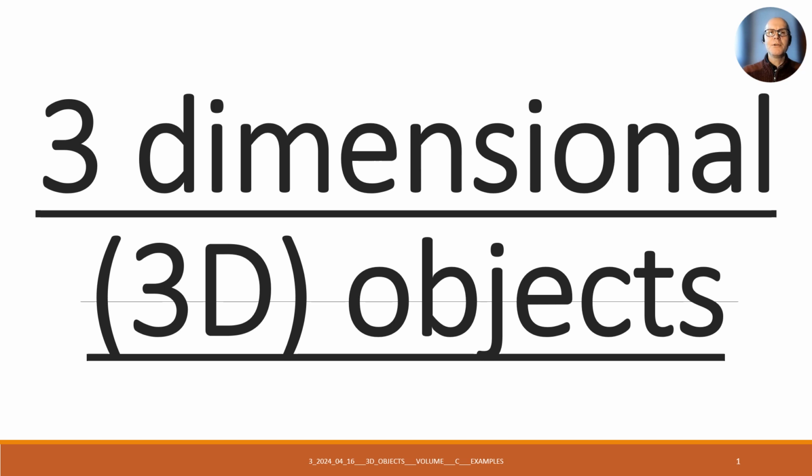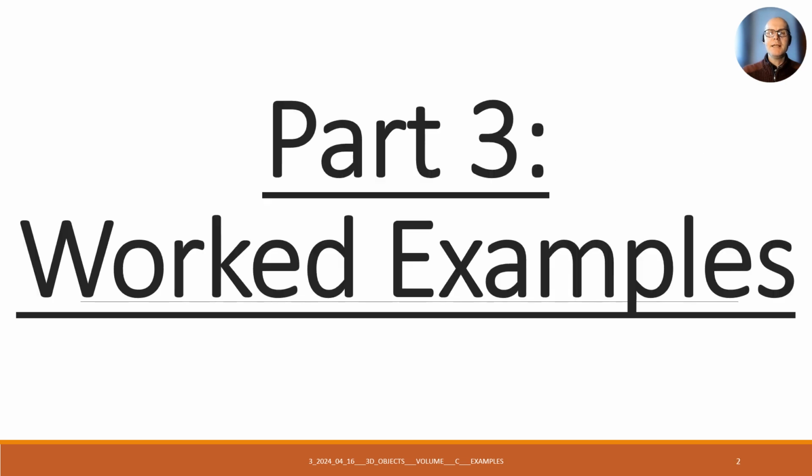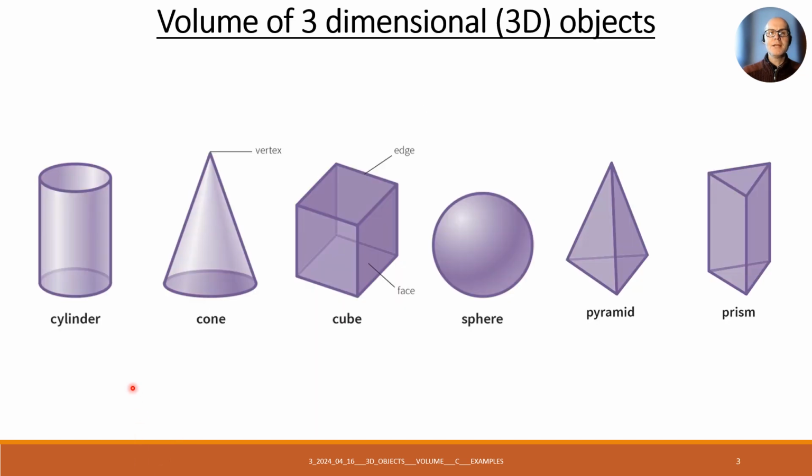Today I'm going to continue on with my presentations on three-dimensional objects. Today is going to be part 3, worked examples. Here's a brief reminder of some examples of 3D objects: cylinder, cone, cube, sphere, pyramid, and prism.